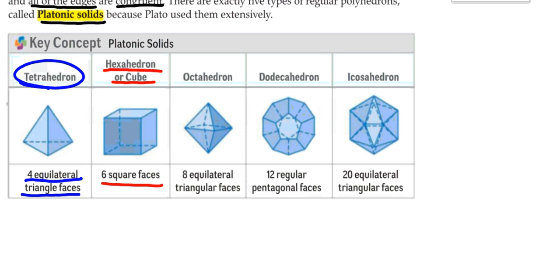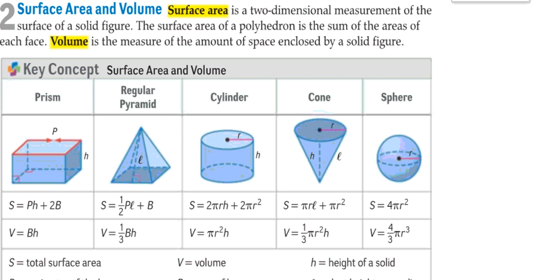And so this is an octahedron. It's 8 equilateral triangular faces, and octa means 8. A dodecahedron is 12 regular pentagonal faces, and an icosahedron is 20 equilateral triangular faces. And so that's by taking regular polygons, all the same regular polygons. How many of them does it take to kind of make a solid shape? And this is kind of what we get from that. The next handout is about surface area and volume.